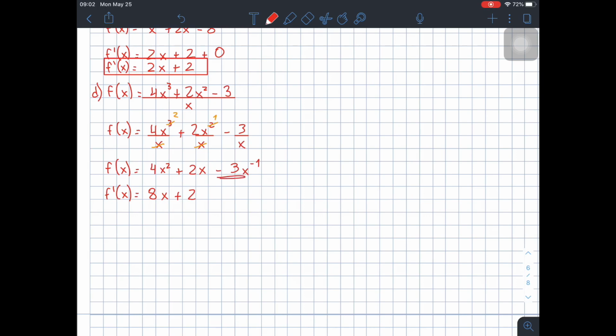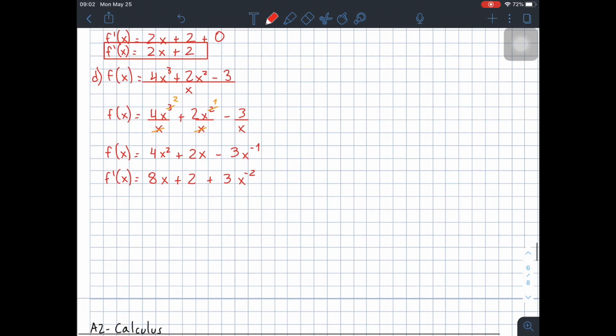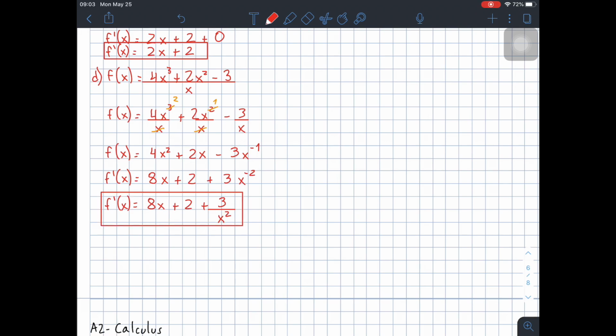So plus 2, and in this case, negative 1 goes multiplying in front. Negative 1 times negative 3, that's positive 3, so plus 3. x to the power of negative 1 minus 1, that's negative 2, right? So this would be the answer. If I want to write this in a more elegant way, I could write this as 8x plus 2 plus 3 over x squared. And this would be the gradient function or derivative in this case.